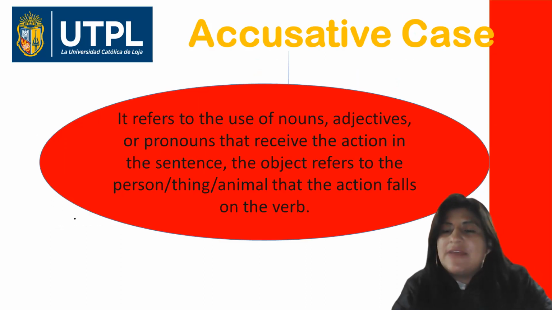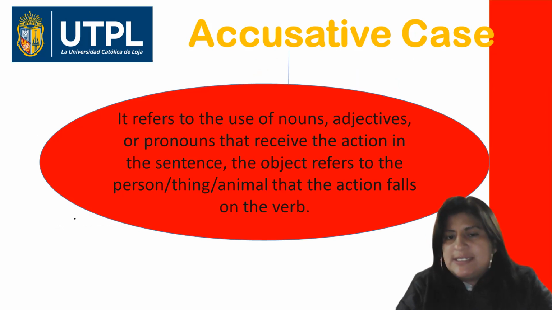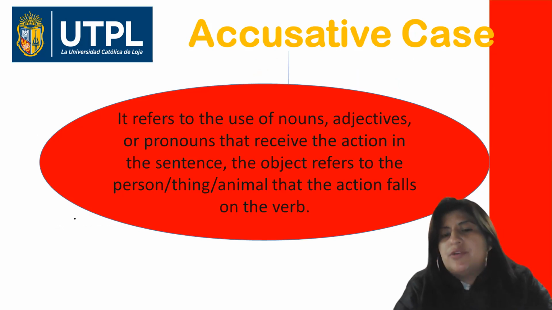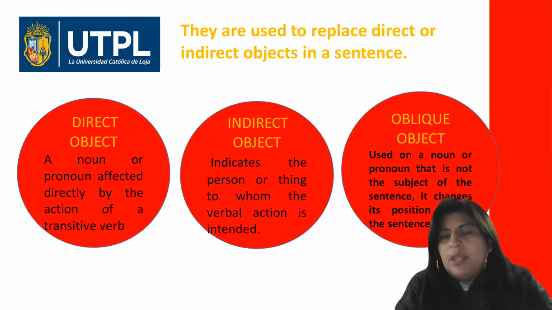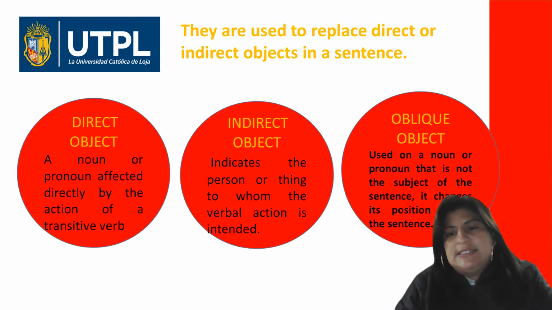The last case that I took is accusative case. Accusative case refers to the use of nouns, adjectives, or pronouns that receive the action of the sentence. The object refers to the person, thing, or animal that the action of the verb falls on. They are used to replace direct and indirect objects in a sentence. In this case, I have to use three: direct object, indirect object, and oblique object.